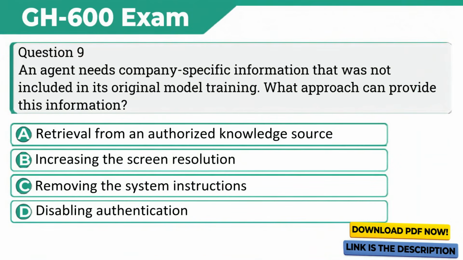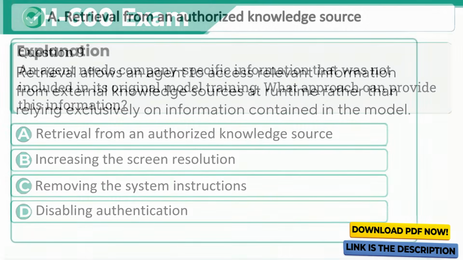Question 9. An agent needs company-specific information that was not included in its original model training. What approach can provide this information? A. Retrieval from an authorized knowledge source. B. Increasing the screen resolution. C. Removing the system instructions. D. Disabling authentication.